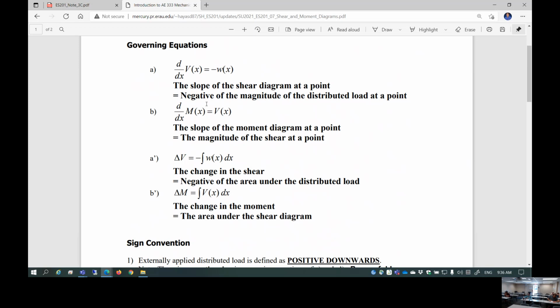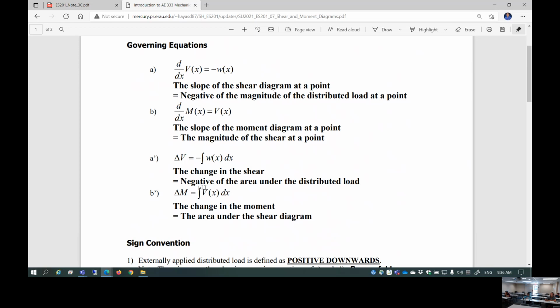Okay, next one. This is a relationship between the internally developed moment and the externally applied shear force. This is external shear force. So this is the beam supported like this. If you apply external shear, what happens to the internal moment? Moment changes. Yeah, the slope of the moment changes because of it. That's what the equation says, okay?